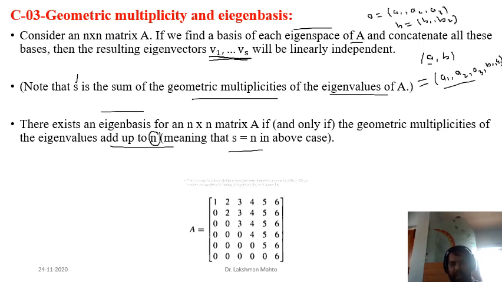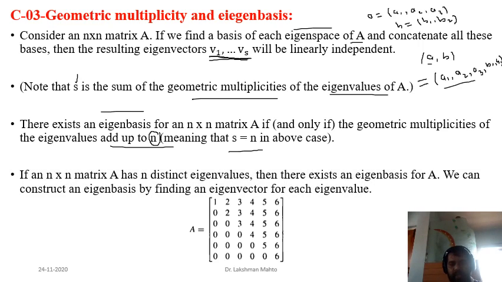So one simple example I have taken here. This matrix you can look into, it is a 6 by 6 matrix, and it is an upper triangular matrix. If it is an upper triangular matrix, then easily you can visualize the eigenvalues. And there is one criterion I have already written: if a matrix is having all distinct eigenvalues, then definitely that matrix will have an eigenbasis.